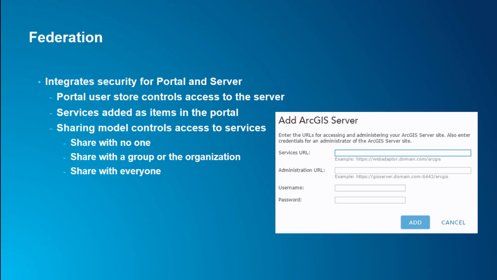On the right, you see the interface of the actual federation screen, and there are 4 separate parameters. The first is the services URL. This is going to be the URL that you expect users to use to reach your server and its services. The administration URL is the URL that portal will use to talk to the server. And the username and password are the credentials for any administrator within the server site. This could be a primary site administrator, so that initial administrator account that's used to create the site, or any administrator that has been added after the fact.